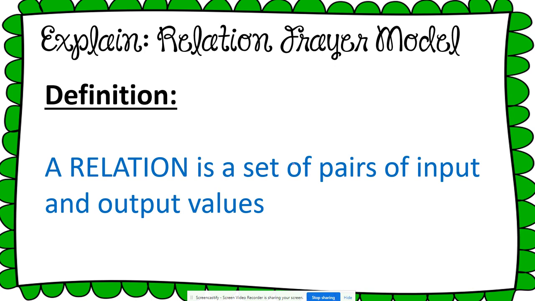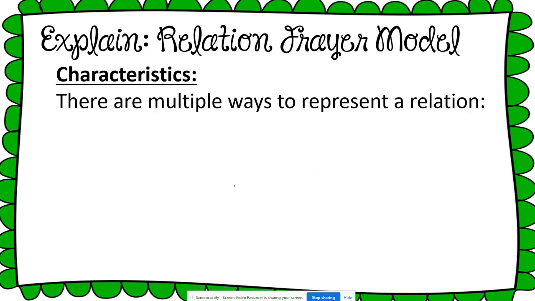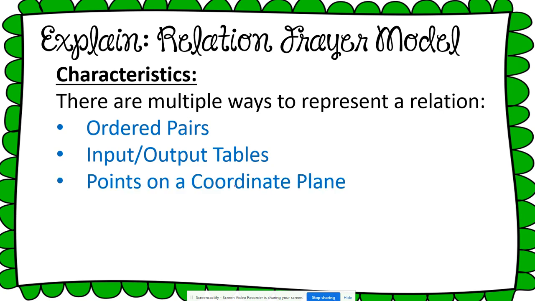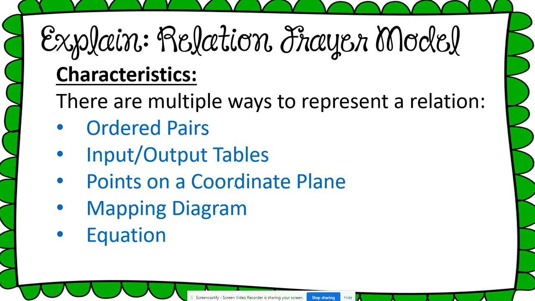In math, a relation is a set of pairs of input and output values. Input values are always your x values, and output values are always your y values. There are multiple ways to represent a relation. We represent them as ordered pairs, input-output tables, points on a coordinate plane, and mapping diagrams. We also represent them as equations.